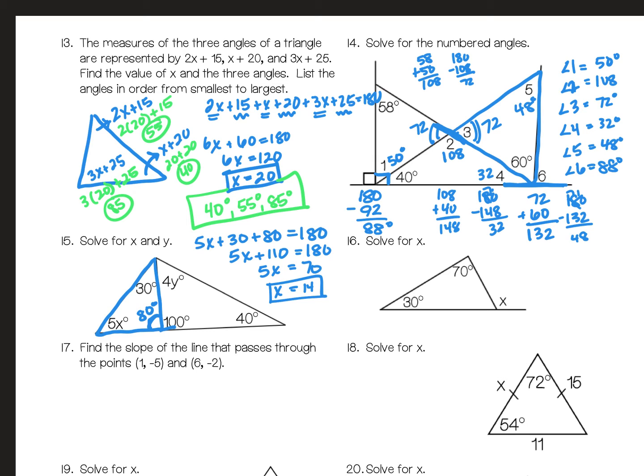Then to find y, similarly, looking at the triangle on the right-hand side now, if I add 4y plus 100 plus 40, that should also equal 180. So 4y plus 100 plus 40 equals 180. That would mean that 4y plus 140 equals 180. 4y would equal 40, and y would be 10.